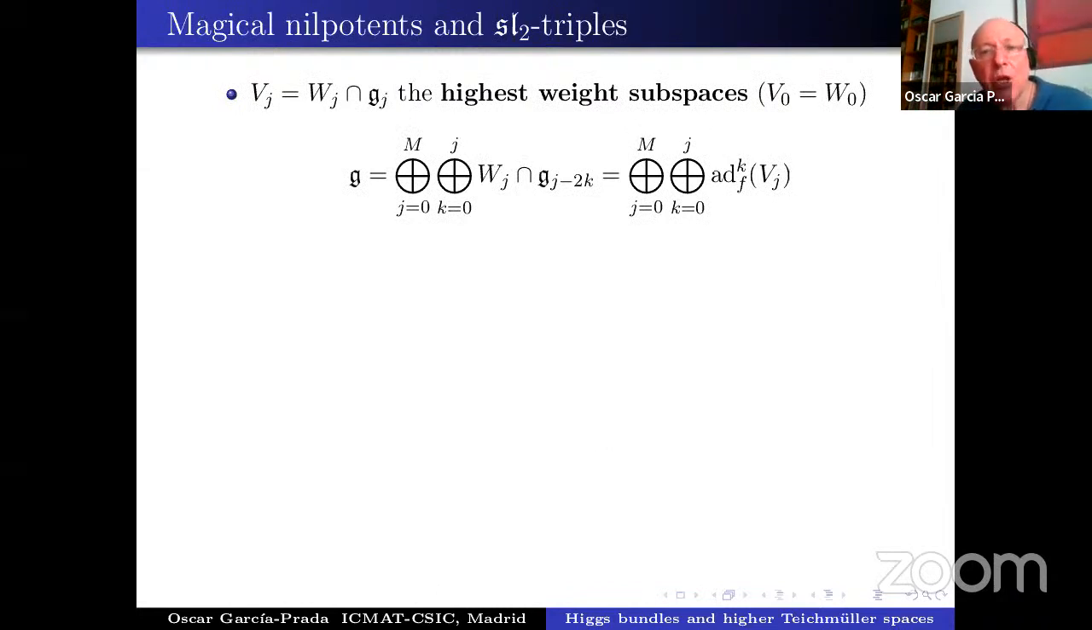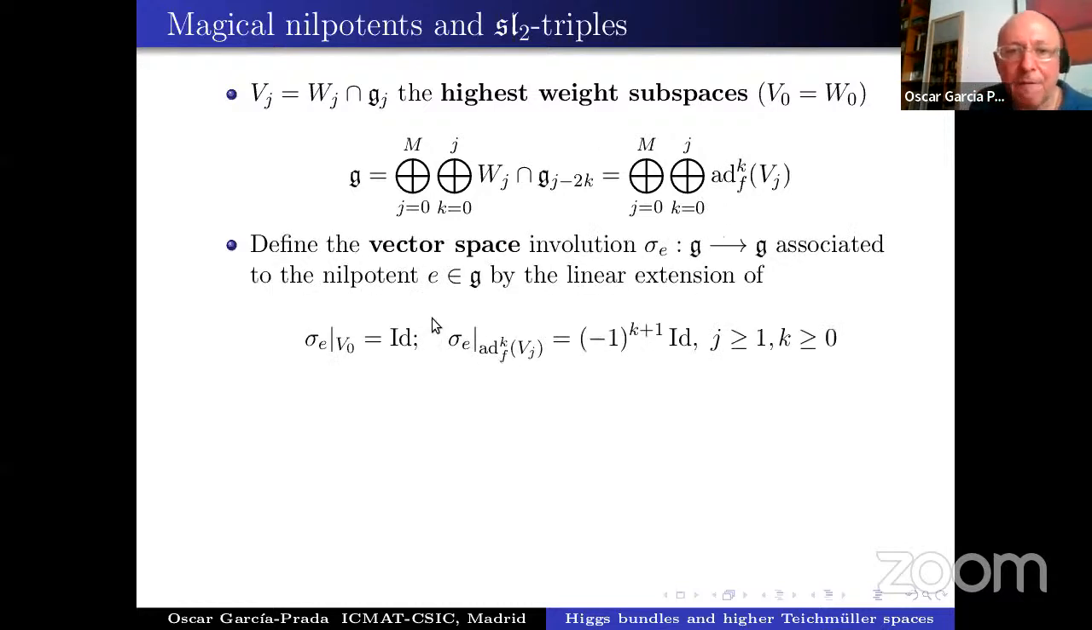And somehow you can write the Lie algebra as a direct sum of these highest weight subspaces Vj, which are defined like this, in terms of operating with the adjoint of F as many times as necessary. So you have this decomposition. And once you have that decomposition, you can define an involution of G as a vector space. And this involution is defined like this.